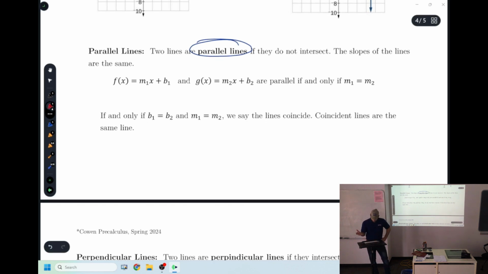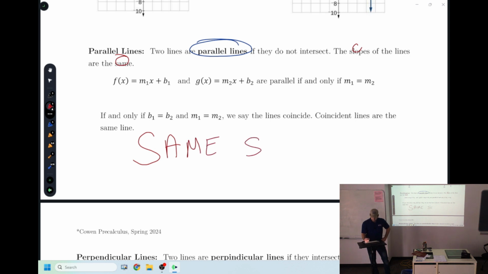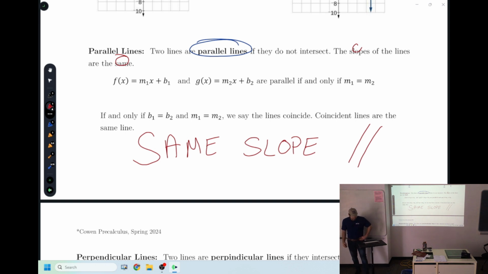So parallel means they have the same slope. Ever seen that symbol before? Same slope. And that's all you need to know. Then you rewind to the beginning of the day and solve the problem. I don't want you to think it's a whole new type of problem with new ways to solve. It's the exact same problem. You just look at the slope, and resolve the problem with the same slope.